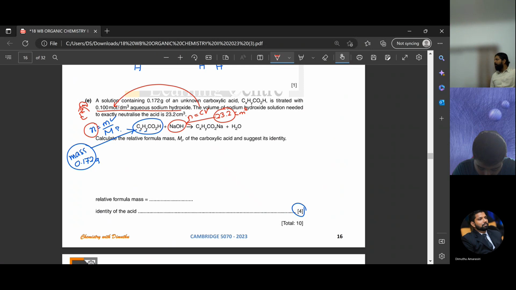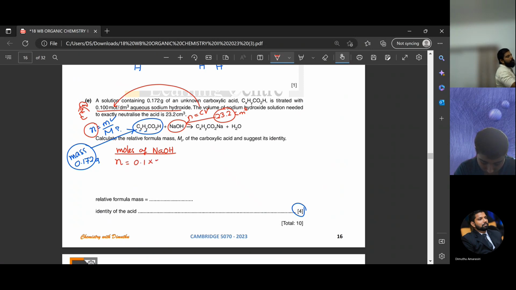Students who analyze the question first can get through it, because once you find the moles and apply stoichiometry, the moles come. Right? That's what I'm saying. These are not hard. Apply the fundamentals and you get the answer. Moles of sodium hydroxide, n equals CV.